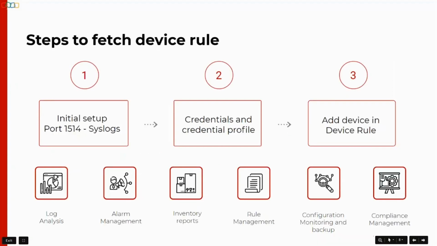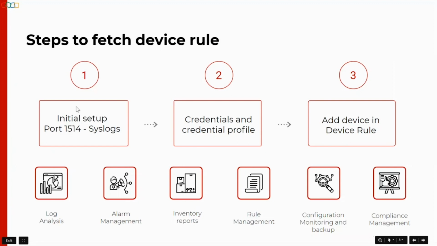So now that you got a brief on the capabilities of Firewall Analyzer, let us jump straight in on how to fetch the rules and configuration from your firewall device to Firewall Analyzer. So step 1 is to configure your firewall devices to generate syslogs at UDP port 15. This would act as the listener port for Firewall Analyzer.